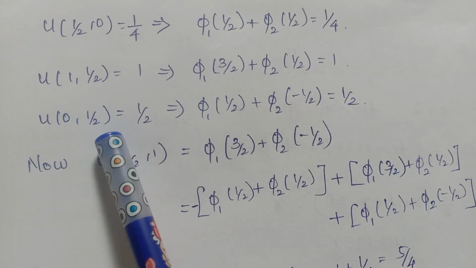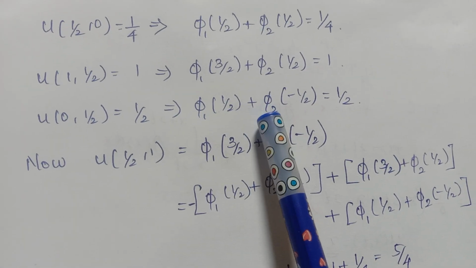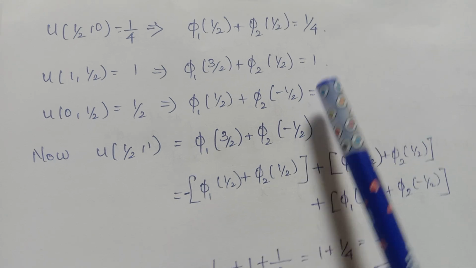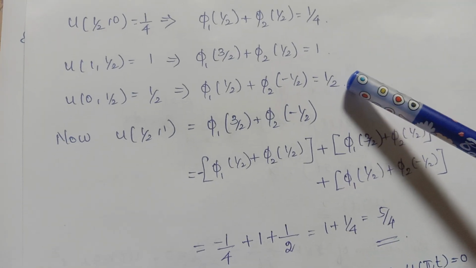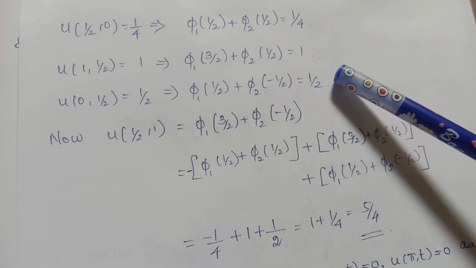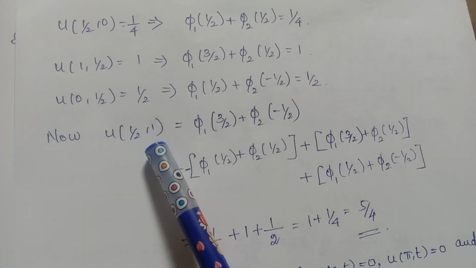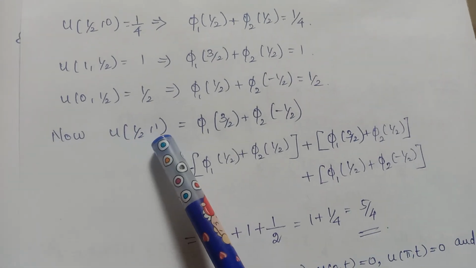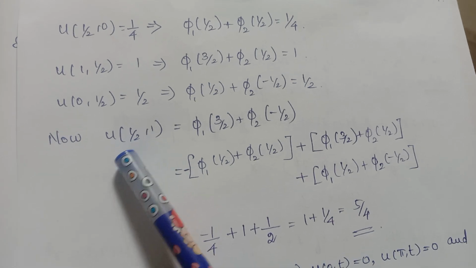Next, u of (0, 1/2) equals 1/2. So, phi 1 of 1/2 plus phi 2 of minus 1/2 is equal to 1/2. So, we have three equations. From these three equations, we have to find the solution of u of (1/2, 1). First, let me find what is u of (1/2, 1). This is the question. We have to find the value for this.